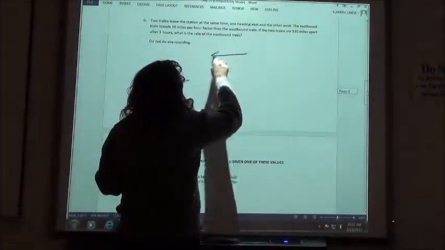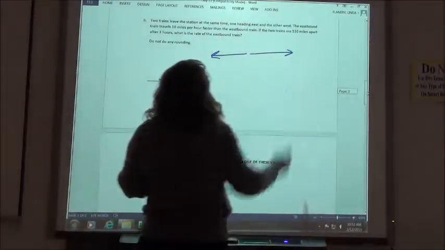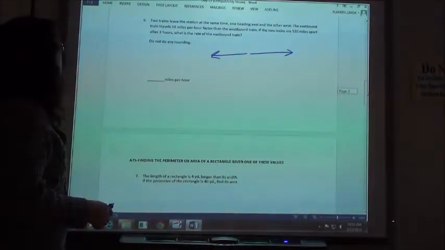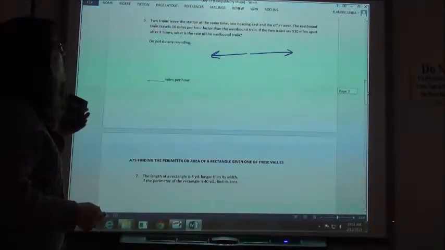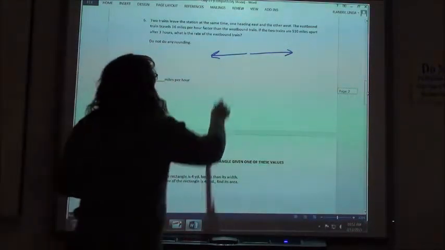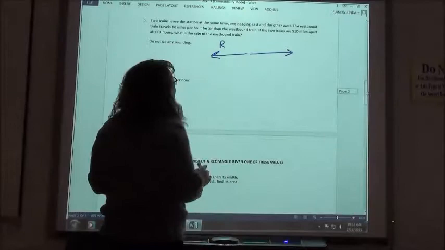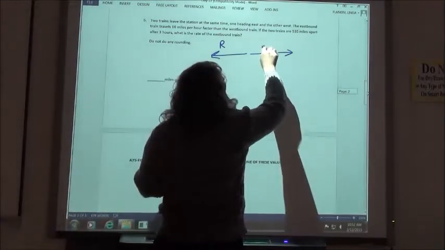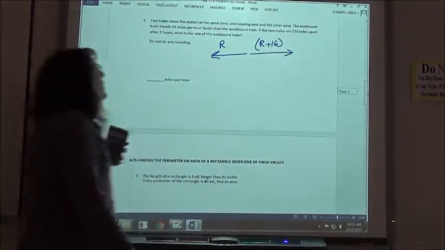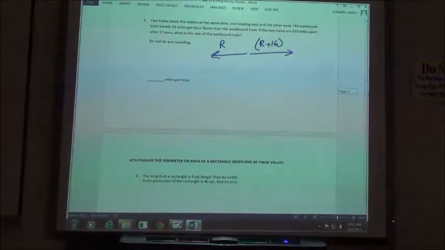So again, I'm going in two opposite directions. The eastbound train is going 16 miles an hour faster than the westbound train. It's kind of like the previous problem. We don't know the rate of the one going west, but we do know the one going east is going 16 miles an hour faster. So my rate for my westbound train is going to be R. The rate for my eastbound train is going to be R plus 16.